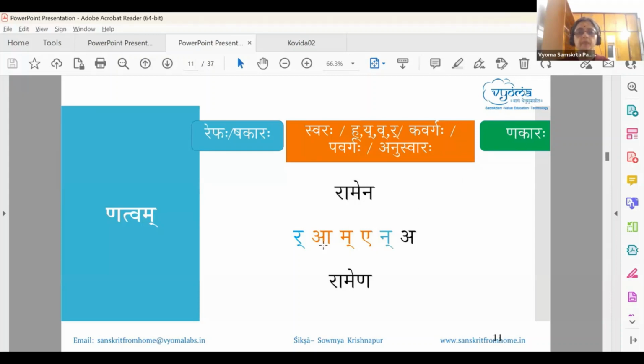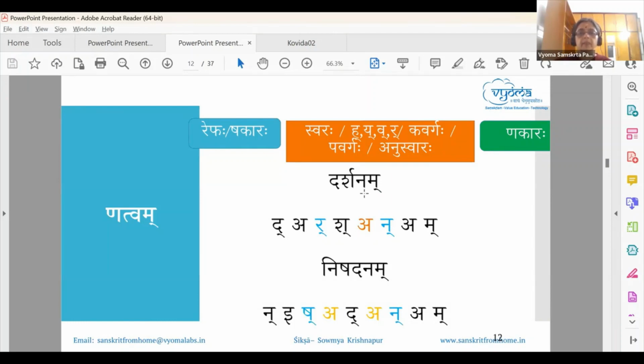Ramena. Here, after repa, we have akara, makara, and ekara. Akara is a swara varna. Ma is a pavarga varna: pa, pha, ba, bha, ma. Ekara is again a swara varna. So these letters all fall into this category. So the natva does happen. Ramena gets nakara.